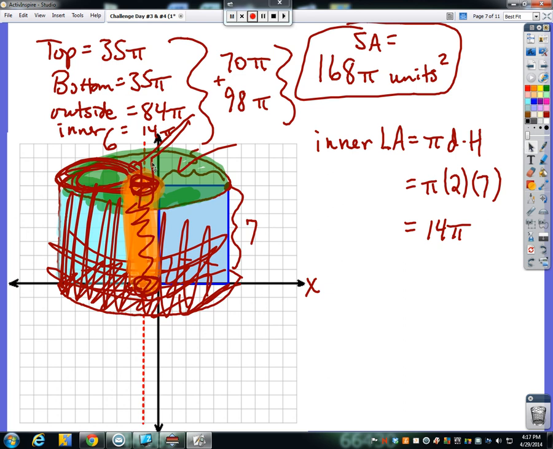So we have the top and bottom circles that had holes in them, which we accounted for, 35 pi each. The outside lateral area, which had no influence on whether there was a hole inside of it or not, was 84 pi. And the cardboard tube in the middle that we can touch is an additional 14 pi. So that is all for the last video of this chapter.